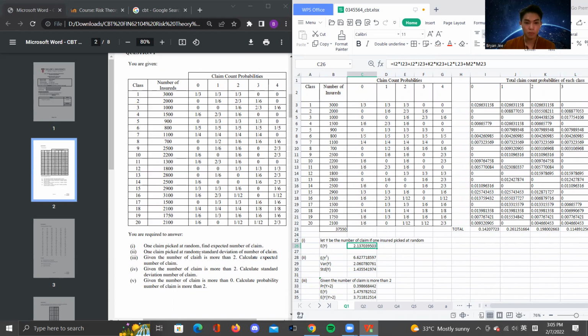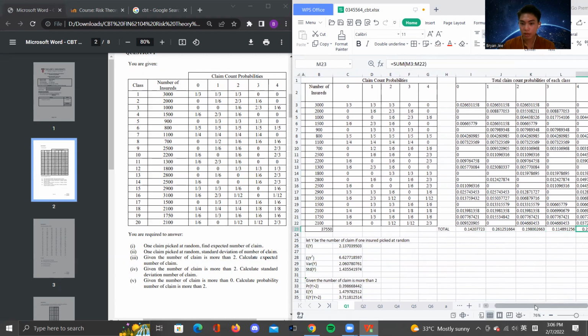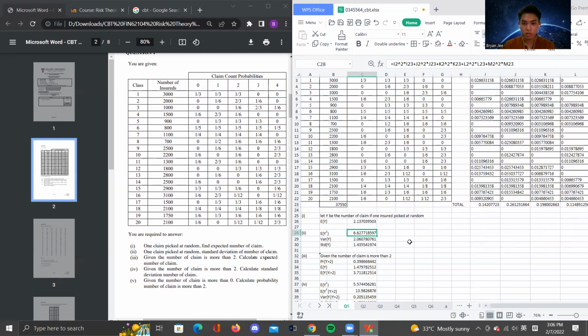One insured is picked at random. We are going to find the standard deviation of the number of claims. Before we find the standard deviation, we have to find the variance first. So how do we find the variance? We need to find the expected value of Y to the power of 2, which is here. The logic is the same, but the difference is that we put each claim count to the power of 2, and then times the same probability. Then we sum it up and we'll get 6.6277.